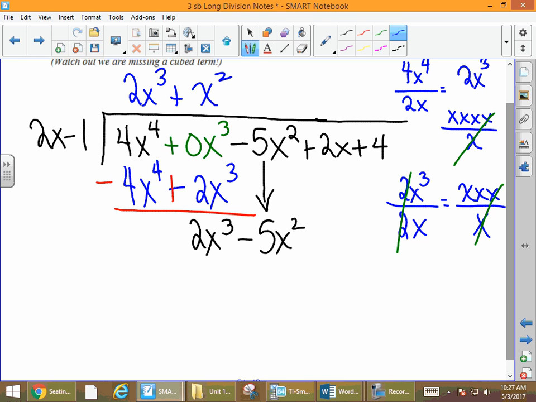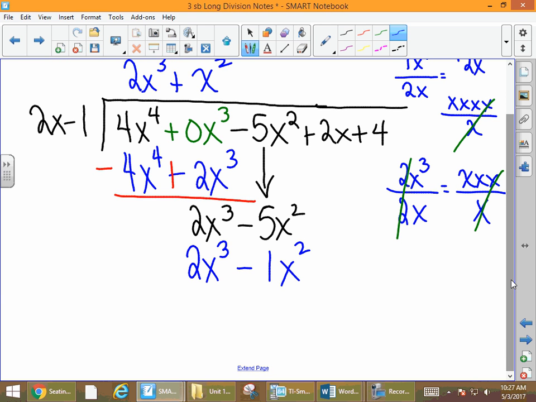We're going to multiply. X squared times 2x is 2x cubed. X squared times negative 1 is minus 1x squared. Change both signs.